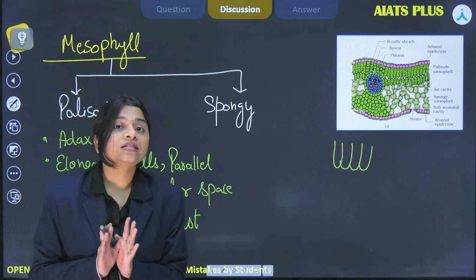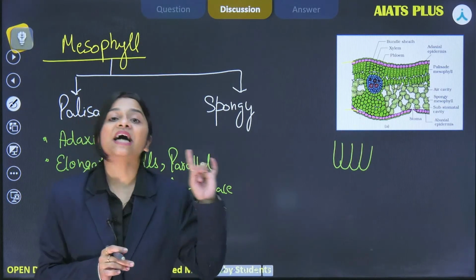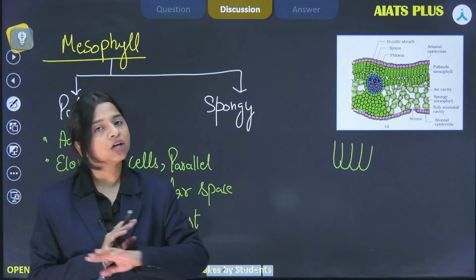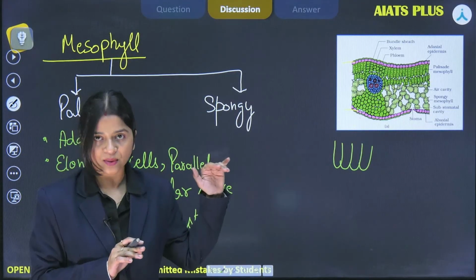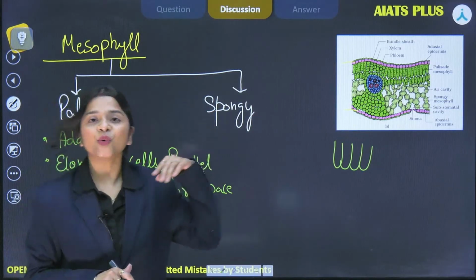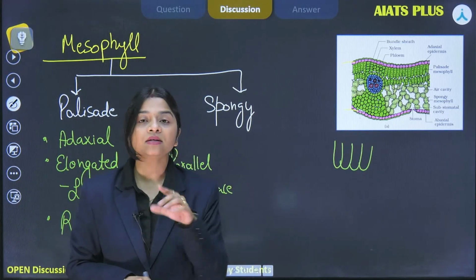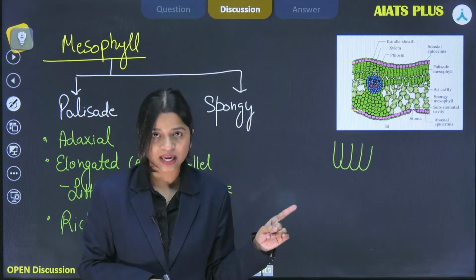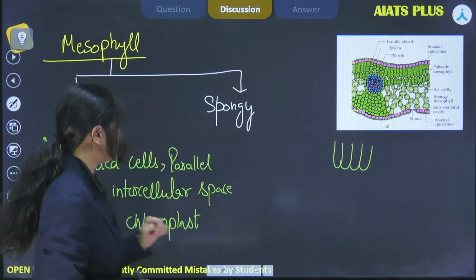This is a characteristic feature particularly of the dicot leaf. In monocot leaf, there is no such distinction. The distinction is seen in this case only. That is why I told you in the very beginning that we are discussing the structure of a dicot leaf. Okay, so this is the diagram from your NCERT.